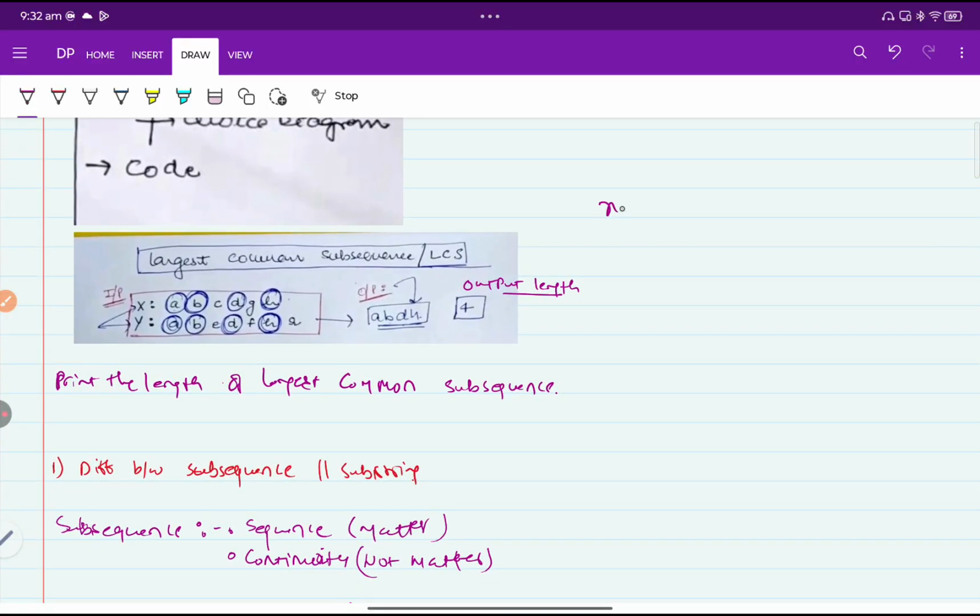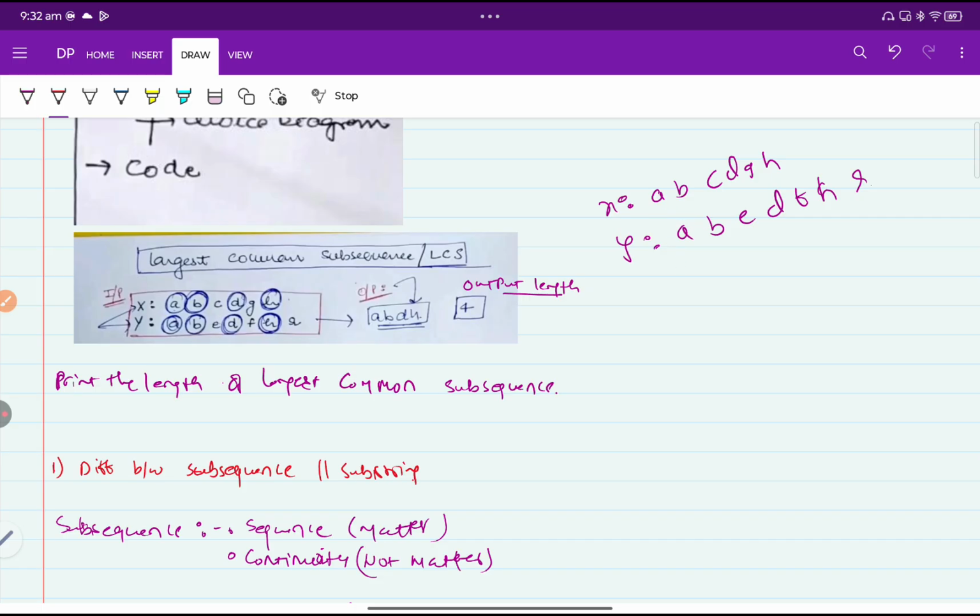We are given two strings. For example, x equal to the string a b c d g h, and the string y is given as a b e d f h. I have to identify the longest common subsequence.